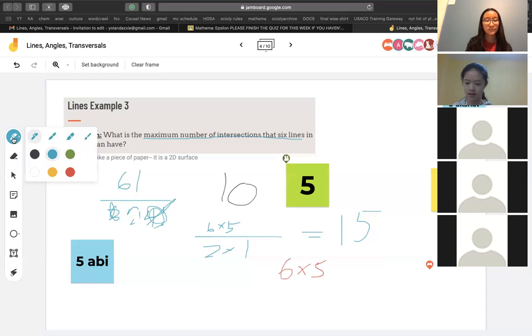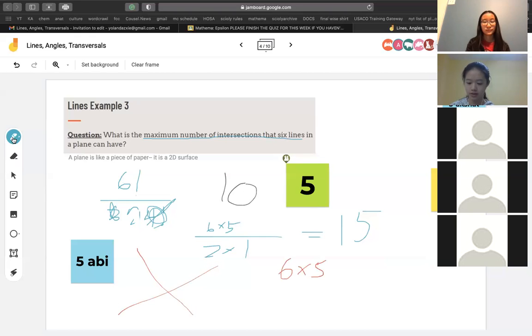Except, like Yolanda said, an intersection consists of 2 lines. So if we just do 6 times 5, we've actually counted each intersection twice. If this is line A, and this is line B, and we just do 6 lines times 5 intersections, then we're counting both A intersects B and B intersects A. But technically they're the same thing, so we have to divide by 2. That's basically the same thing Yolanda did, and that gives you 15.